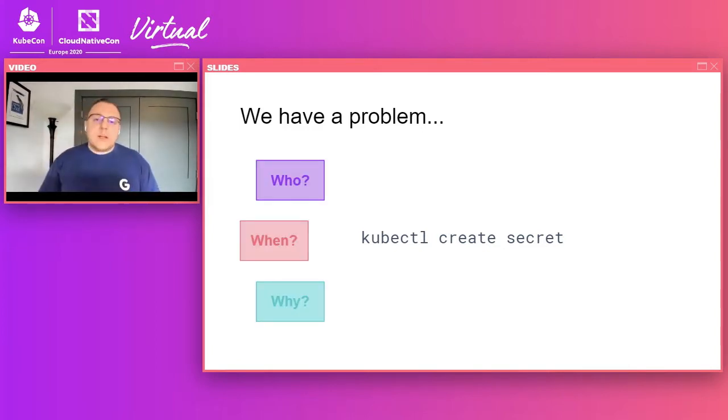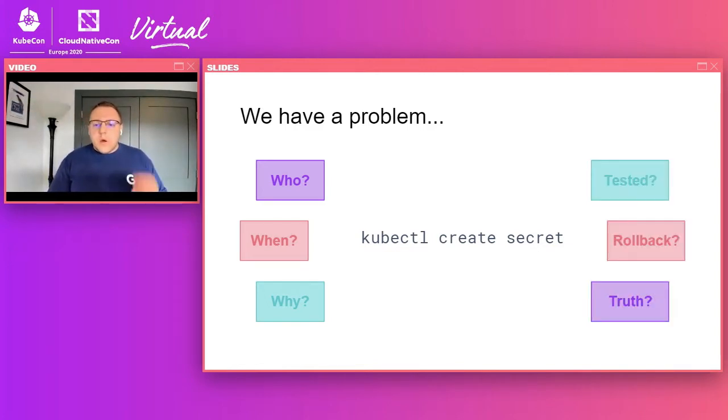Why is kubectl create secret such a problem? Well, it leaves a lot of questions unanswered without investment in other tooling and technology, like who created that secret? When did they create it? Was the value updated or is this a brand new secret? Why did they do it and who approved it? More so, was the secret even tested? Which application version or versions is it known to work with? How do we roll back in the event of failure?